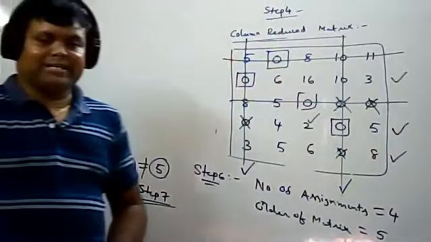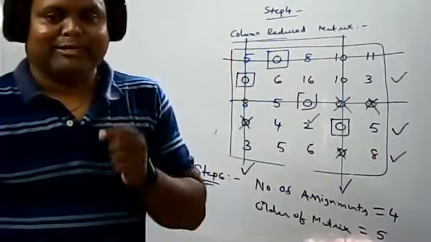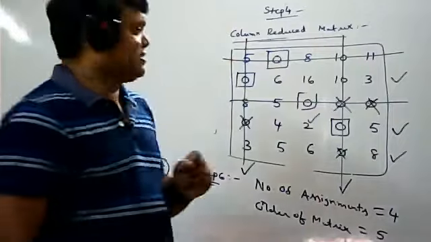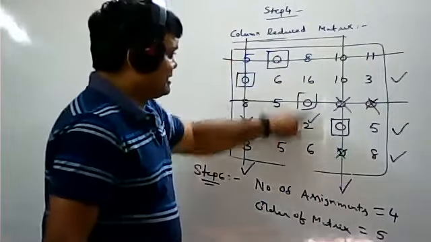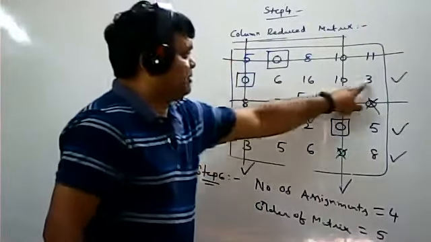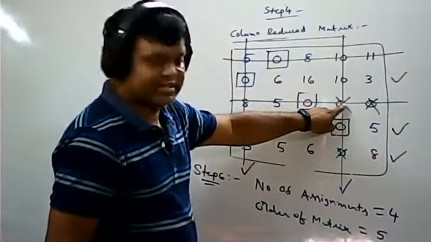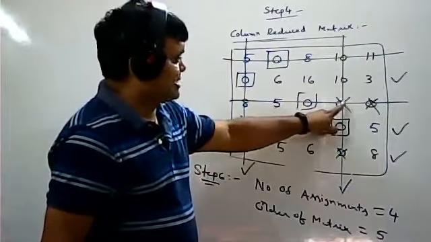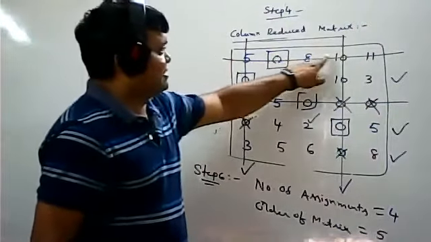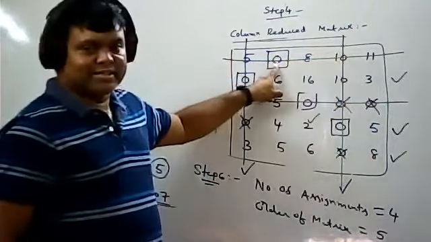So step number 8 is to identify the minimum element from all the uncovered elements. This minimum element should be subtracted from the uncovered elements and added to the intersection elements. Intersection means where both lines cross. Add this minimum element to the intersection elements. The remaining elements are as they are; the elements on the line stay as they are.